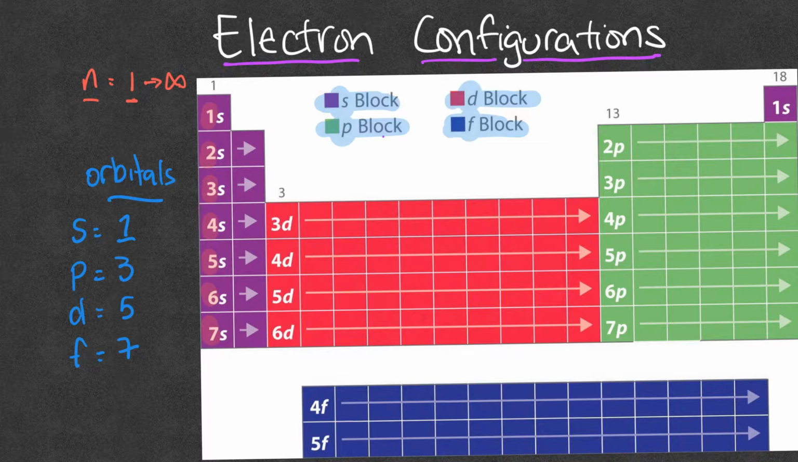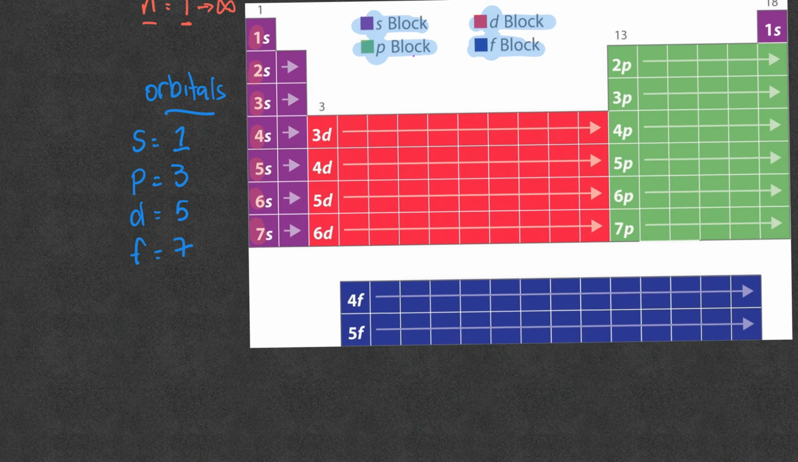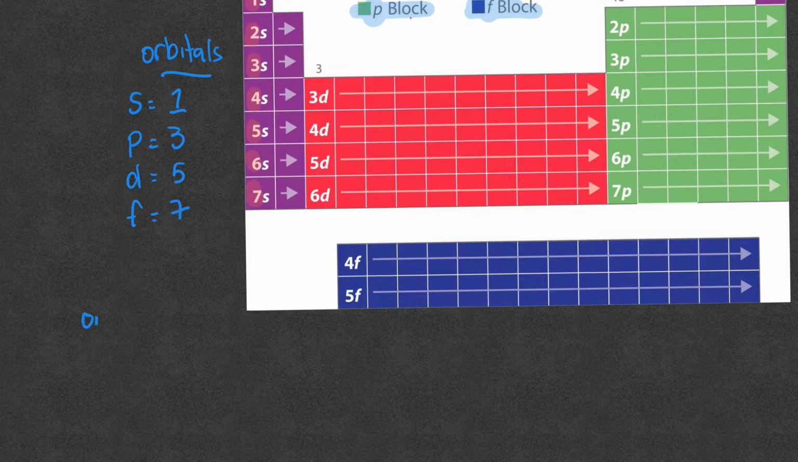Now, in an orbital, in all cases, the maximum number of electrons is 2. So within an orbital, you can put in 2 electrons. So what does that mean when you look at the grand scheme of things?